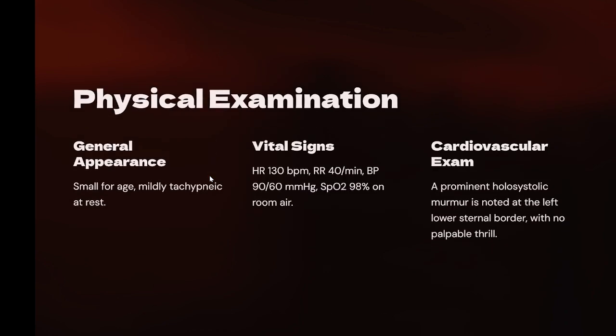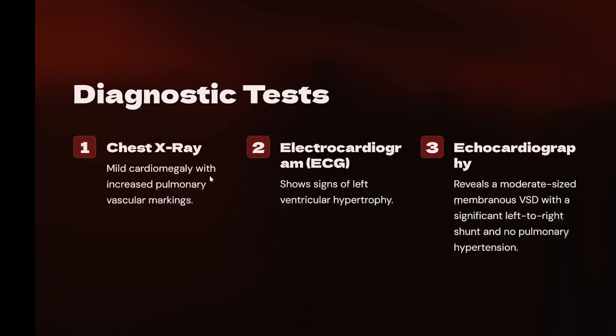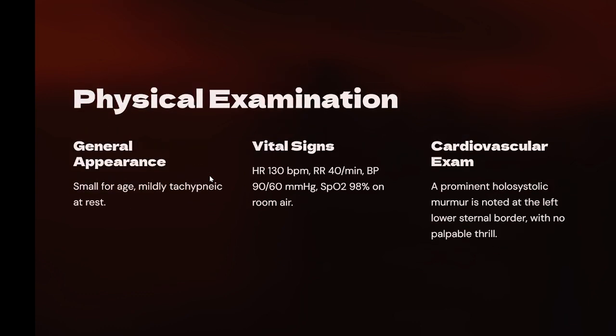Physical examination: general appearance, small for age, mildly tachypneic at rest. Vital signs: HR 130 BPM, RR 40 per minute, BP 90/60 mmHg, SpO2 98% on room air. Cardiovascular exam: a prominent holosystolic murmur is noted at the left lower sternal border with no palpable thrill. Peripheral pulses are normal with no signs of congestive heart failure. Respiratory exam: clear lung fields bilaterally with no added sounds. Other exams: remainder of the examination is unremarkable.